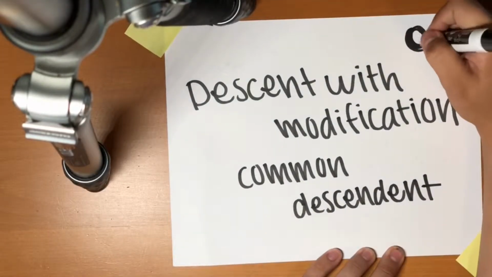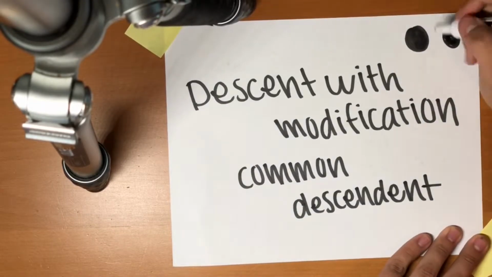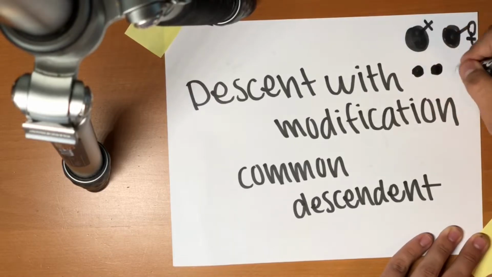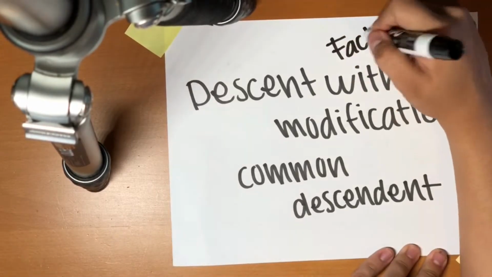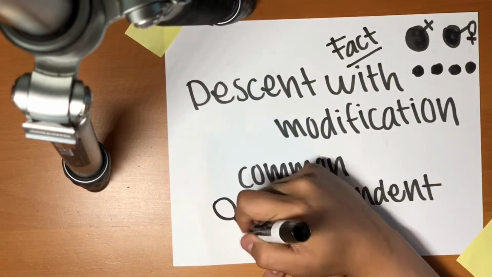Descent with modification is the observable fact that when parents have children, those children often look and behave slightly different than their parents, and slightly different than each other. They descend from their parents with modifications. The differences found in offspring are partially due to random genetic mutations.